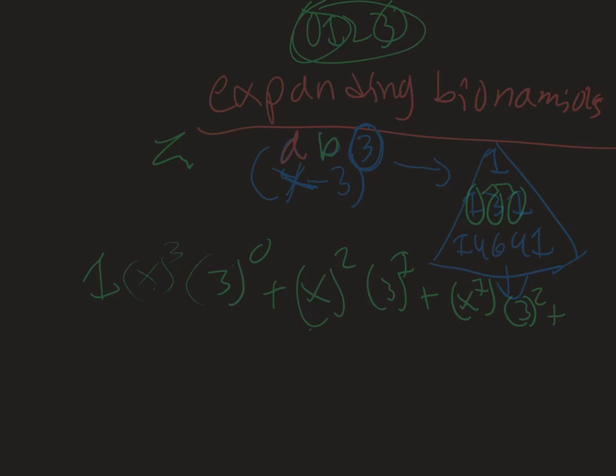And then finally, let me erase that real quick, because that's 2. Then we have x to the power of 0 times 3 to the power of 3. Now that we have that equation, we will put 3 at the end of that because that's the coefficient.